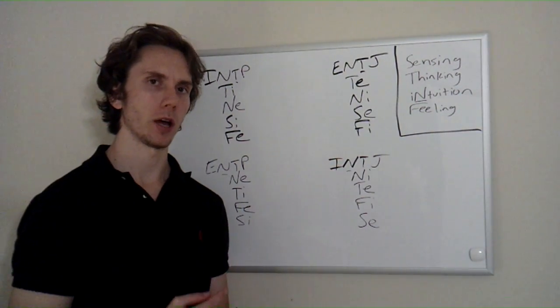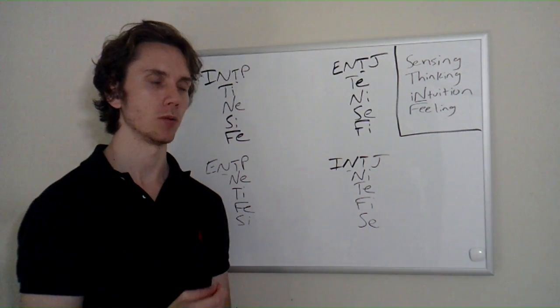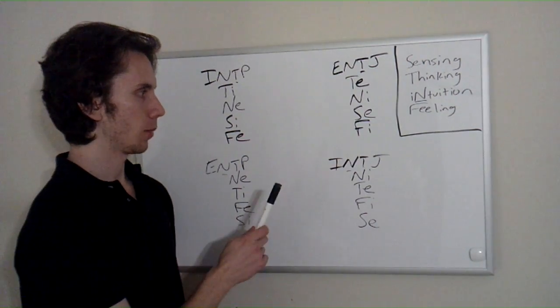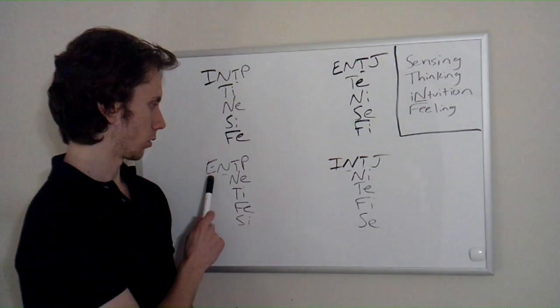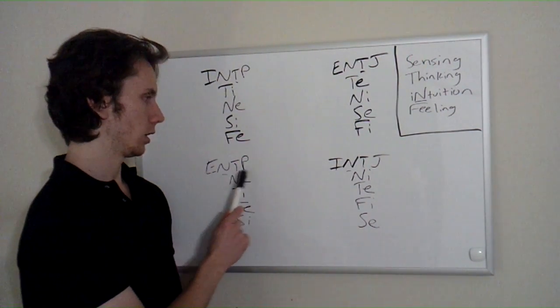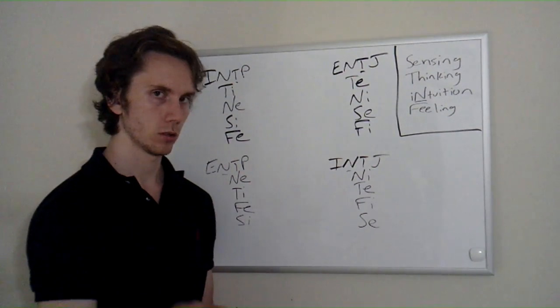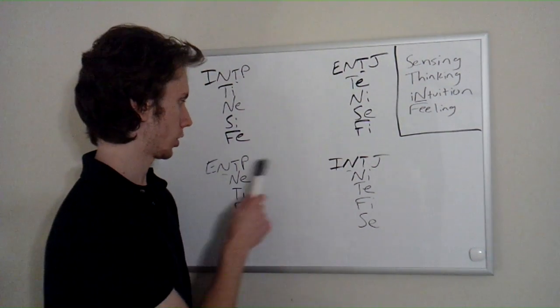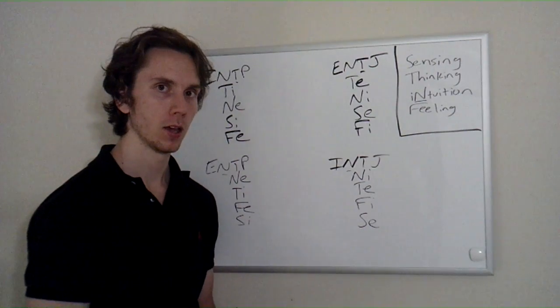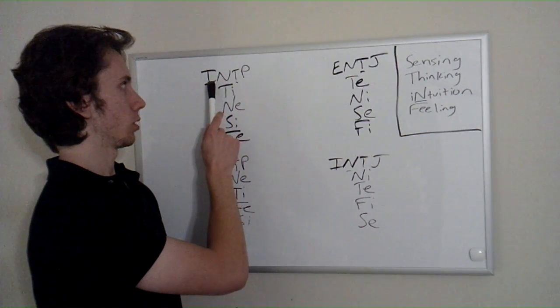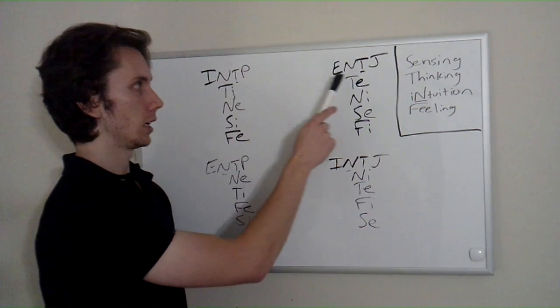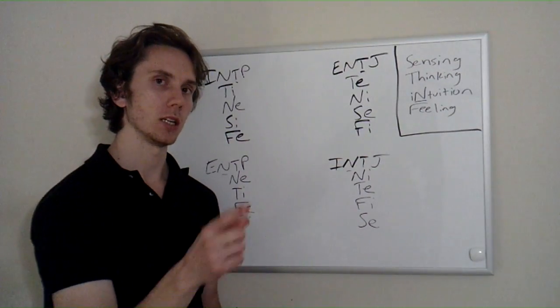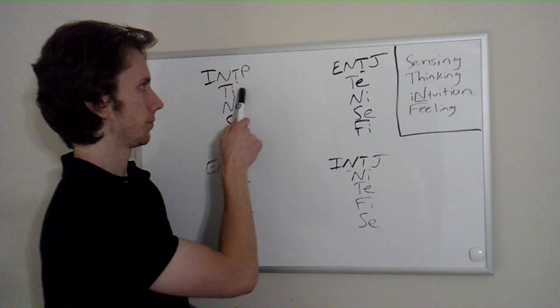And one final pattern, one really crucial pattern that we see, is that the dominant function for personality types ENTP and INTJ is what is indicated in the second position here, intuition. And the dominant cognitive function for INTP and ENTJ is the function that is indicated in the third position, thinking.